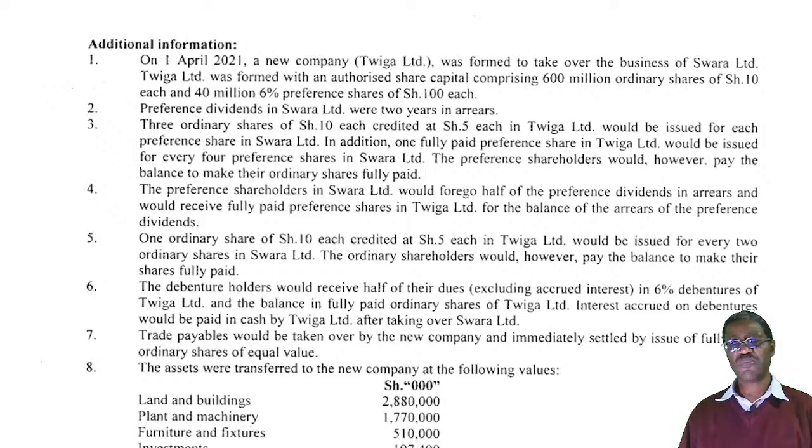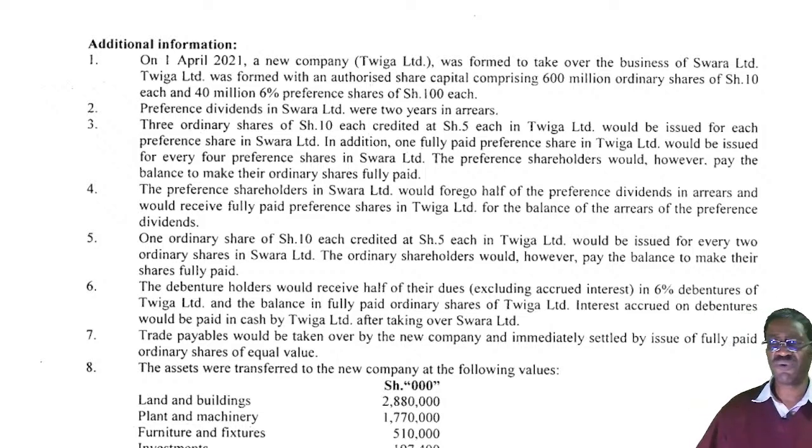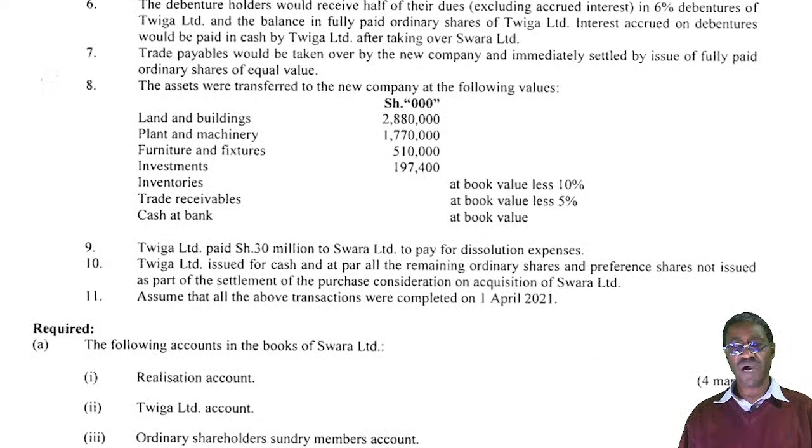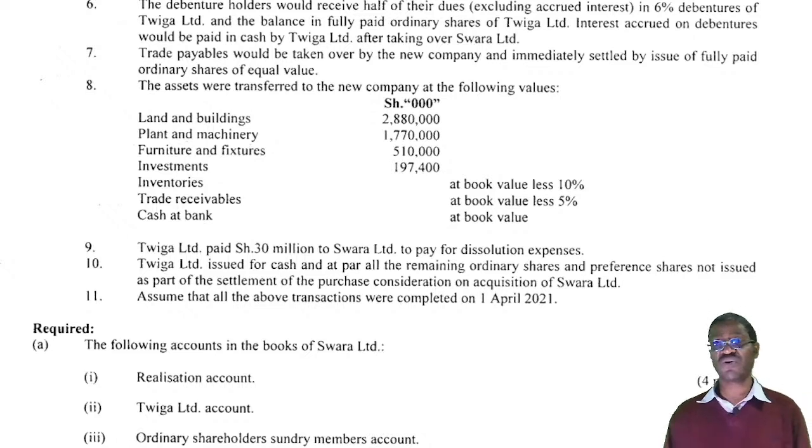Number seven, trade payables will be taken over by the new company and immediately settled by issuing fully paid ordinary shares. That is after taking over. That's not costing them. Number eight is about how you took over the assets. That does not affect the purchase consideration. Number nine, Twiga Limited paid 30 million to Swara to pay for the dissolution. I've told you we shall add. Number 10, Twiga Limited issued for cash and at par all the remaining ordinary shares and preference shares not issued as part of the settlement of the purchase consideration. That's another entry they will undertake on their own. Finally, number 11, assume all the above transactions were completed on that day.